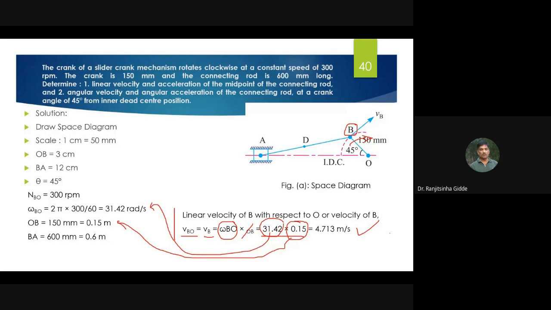So after completion of the space diagram, you can write this NBO, omega BO, OB, and BA, and finally the linear velocity.